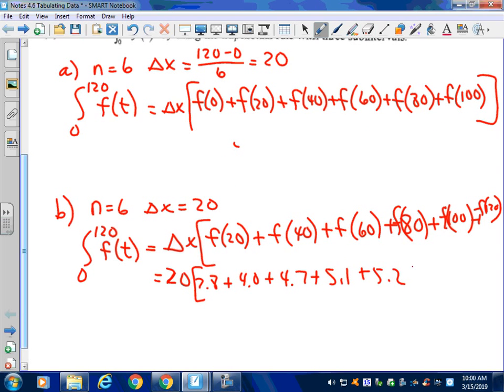What was the last one? What's the last Y value on your table? 4.8. So the key is, it's almost exactly the same calculation, except you take off the first point and you put on the last one. And this will be a right Riemann sum, because I'm using the right of the two pairs of numbers each time. I got 532.